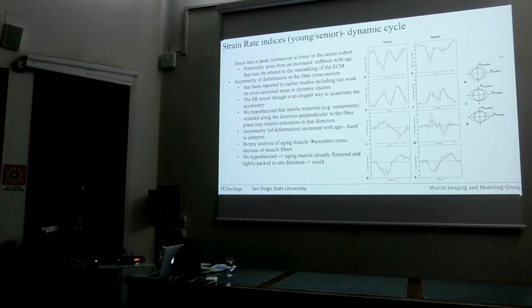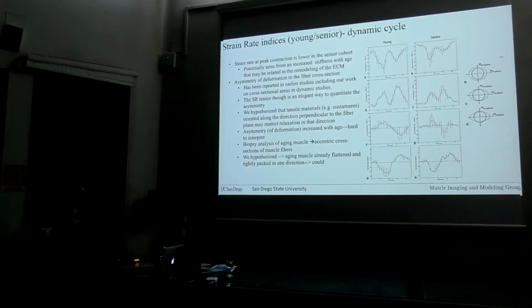What we found was that the deformation is not symmetric. That means in the fiber cross section it does expand, but it expands non-uniformly. It mostly expands in the plane of the fibers that I showed, and it expands very little in the orthogonal direction. It's probably related to the fact that there might be some tensile materials, like the costameres, that provide a constraint against expansion in the perpendicular direction.